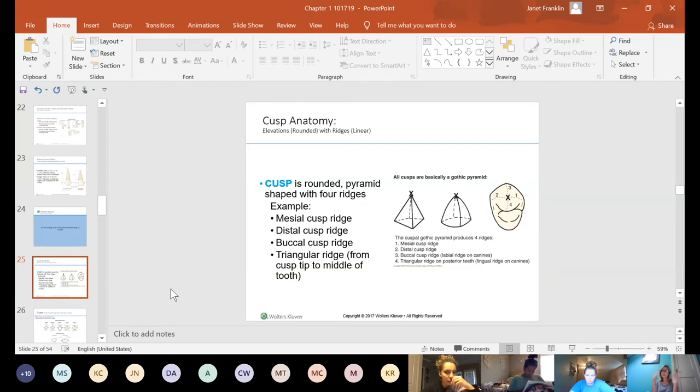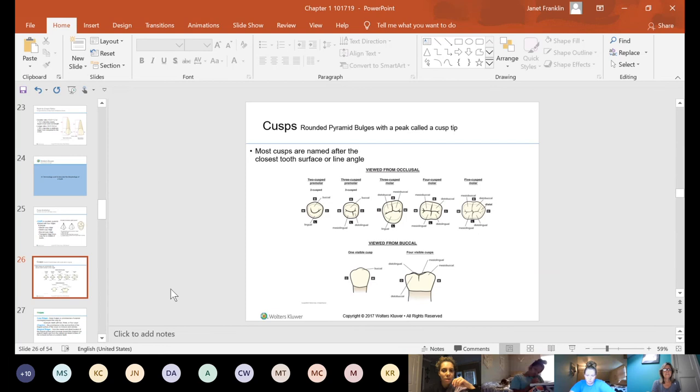And they have ridges, just like mountains have ridges. So, of course, every cusp has a mesial cusp ridge, a distal cusp ridge, a buccal cusp ridge, and a triangular ridge. Do not worry right now about memorizing those. Just for now, let's go with a cusp. And these are some pictures of your cusps and how they're named. Right now, we're not going to memorize all the cusp names.